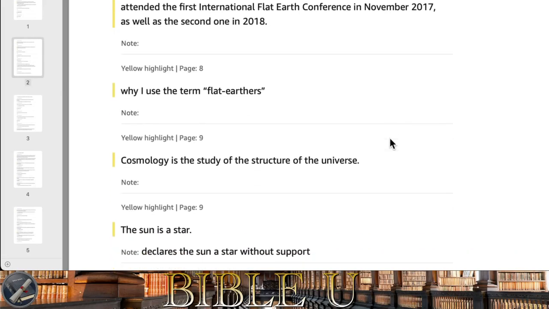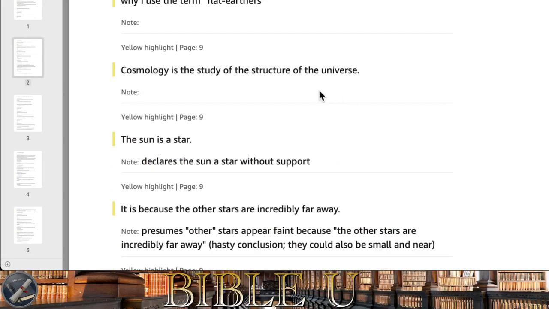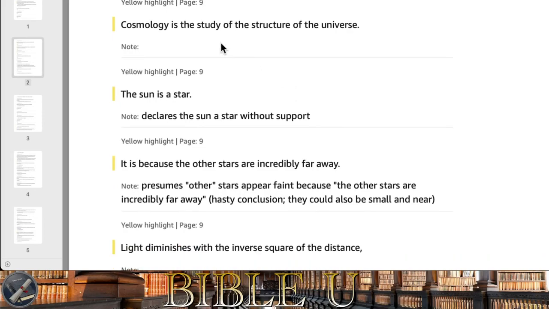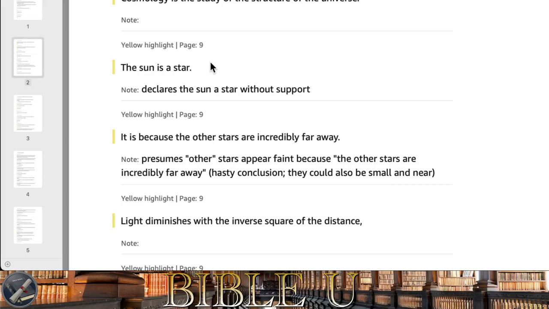Anyway, we're just going to make notes or we'll never get through this. He says that cosmology is the study of the structure of the universe, which nobody disputes is how cosmology is defined, but then he goes on to say that the sun is a star, and that's standard cosmology. But the Bible does not call it a star.